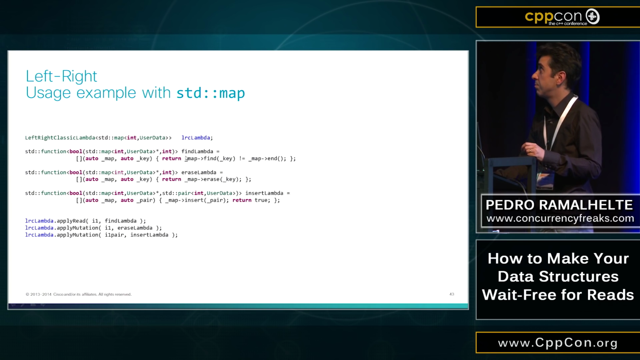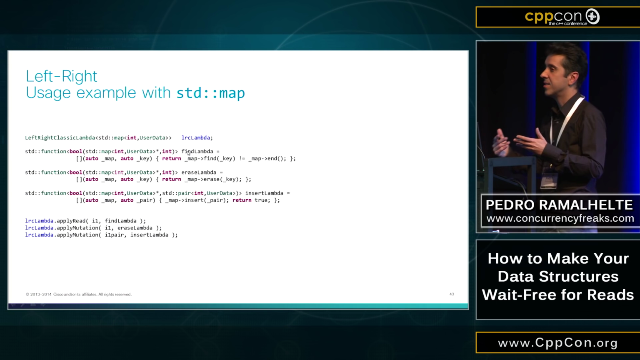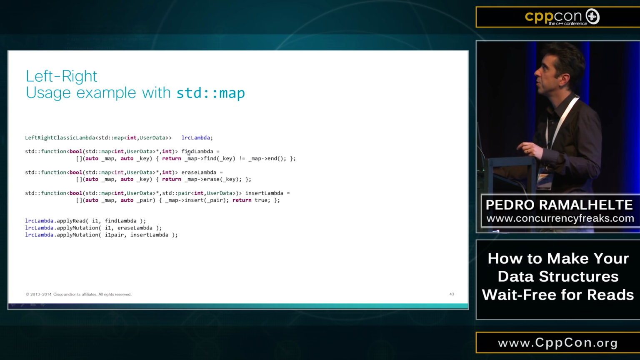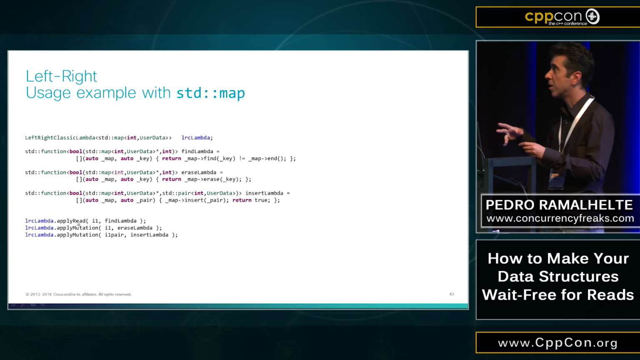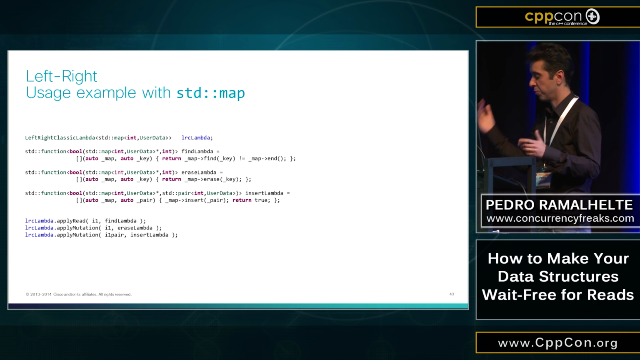So if you want to do a concurrent find, you just pass map find of the key. In this case, I just want the Boolean, I don't care about the rest. If you want to do a removal, you just call map erase, and insertion is insert. And then you have to pass this depending on whether or not it's a read-only operation: you do apply read or you do apply mutation.